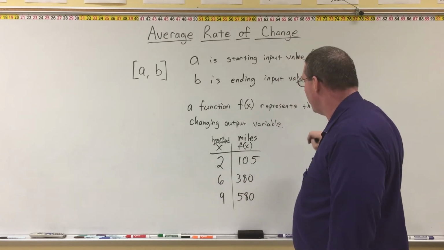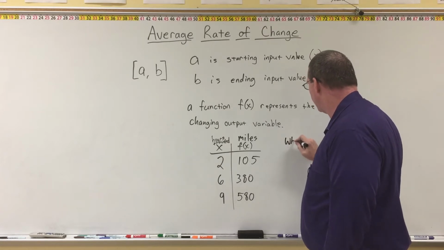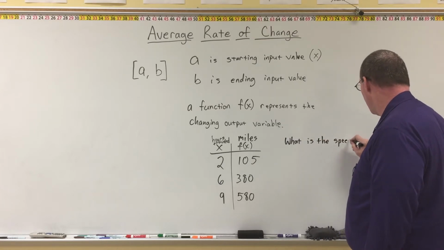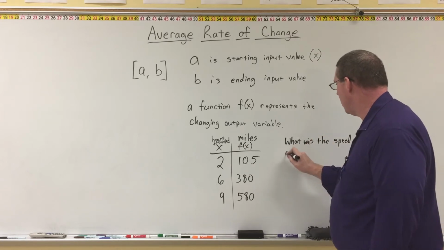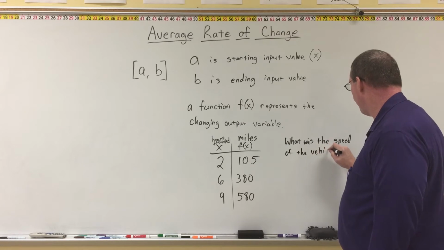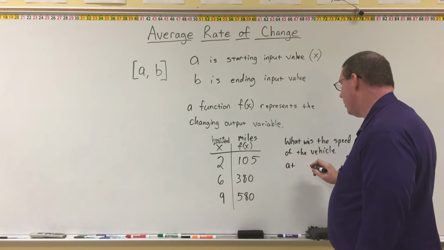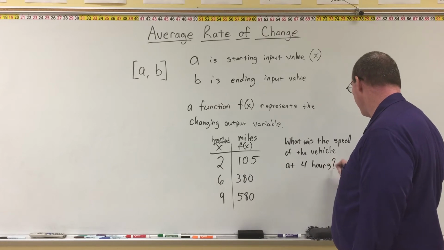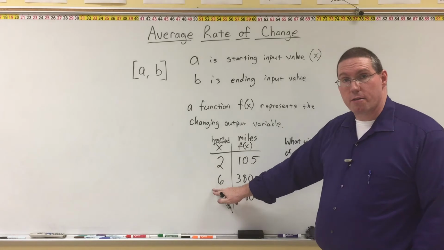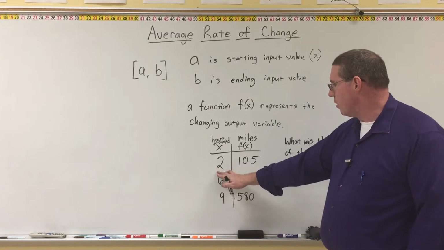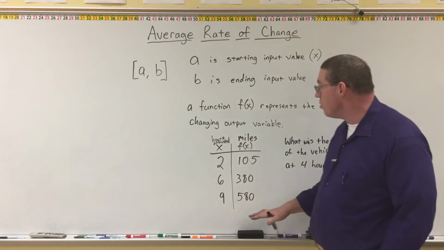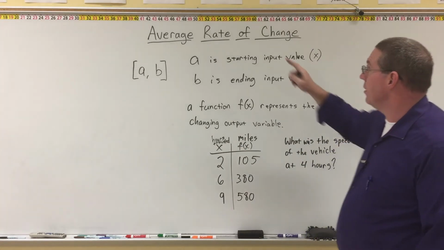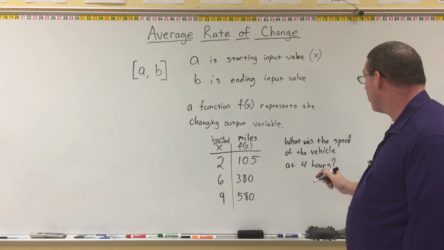And the way that we can calculate the average rate of change, so let's say that we want to know what was the speed of the vehicle at 4 hours. Okay, at time 4 hours. Now, 4 is between 2 and 6. We don't have a record for how fast the vehicle was going. In fact, we don't have a record for how fast it's going at all here, but we can use the hours traveled and the distance traveled to calculate the speed of the vehicle by calculating an average rate of change, okay? And the way that we're going to do this is we're going to use a formula.